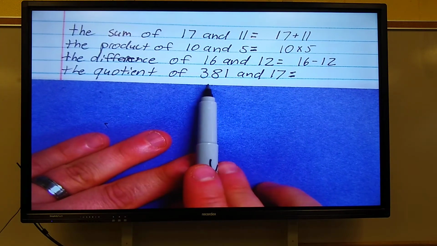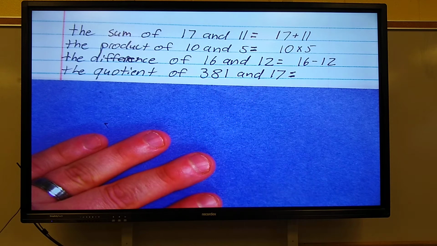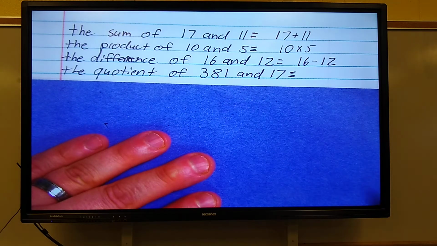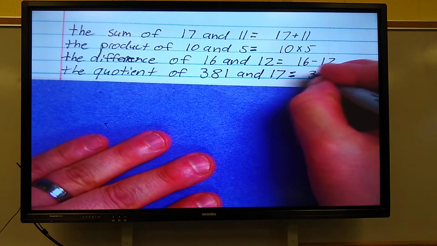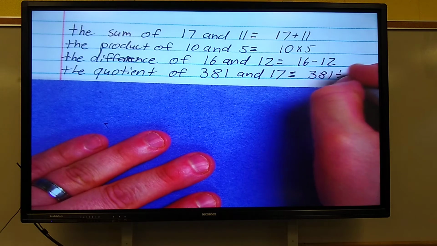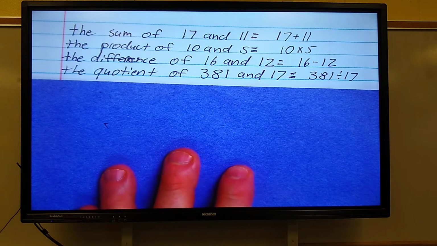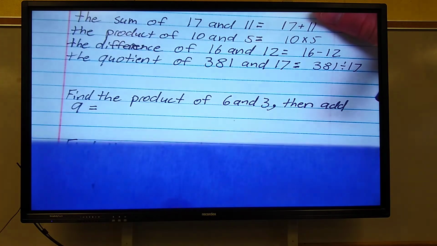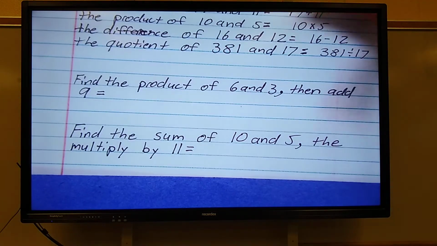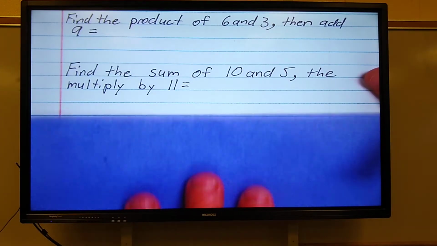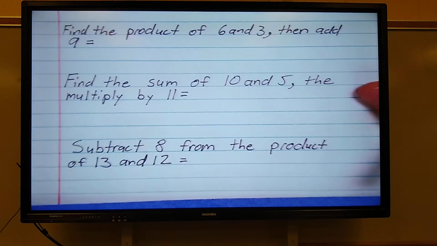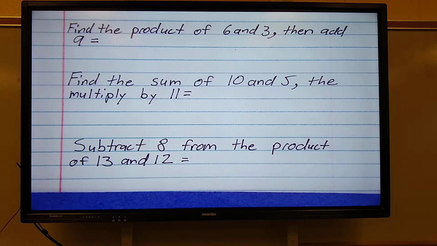The quotient of 381 and 17. Quotient means to divide. 381 divided by 17. All right, that should have been easy. I want you to do these two. I'll tell you what, do those three. Solve those three problems. This time, you're going to have more than one operation. Pause the video.